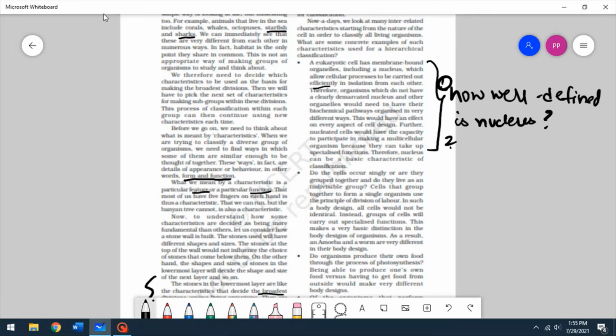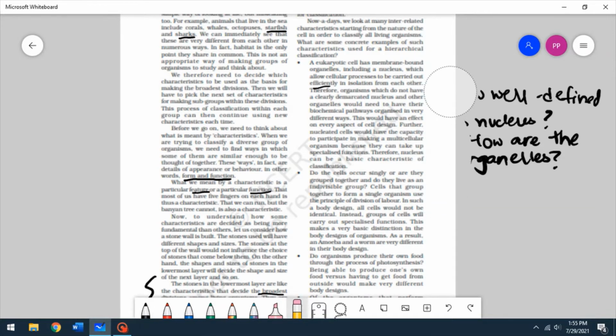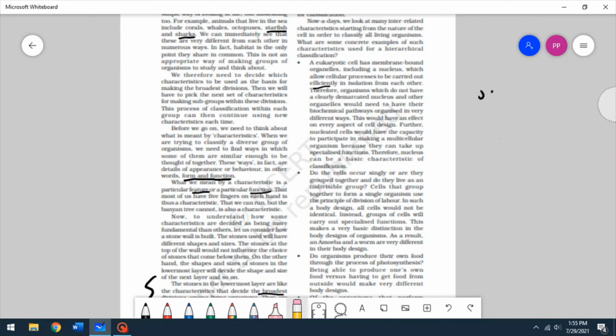That's number 1. Number 2 is how the organelles are, whether they're membrane bound or not. That is what differentiates prokaryotic cells from eukaryotic cells, right? So these are 2 questions that are considered when you're differentiating between prokaryotic cells and eukaryotic cells.